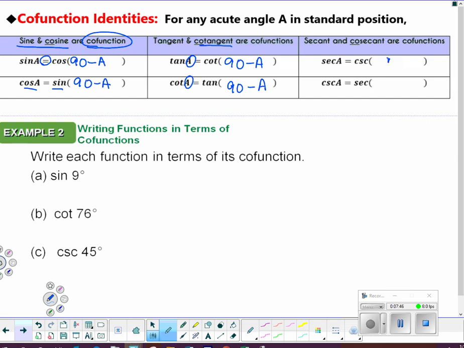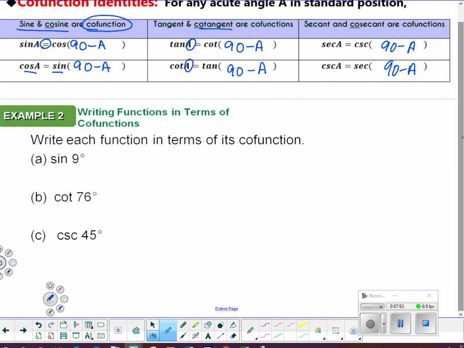Secant and cosecant are cofunctions, so 90 minus A and another 90 minus A. So those are pretty easy to write down. They're all 90 minus A. And now examples A, B, and C ask us to write each function in terms of its cofunction. So the sine of 9 will match up with the cosine of 90 minus 9, which turns out to be cosine of 81.